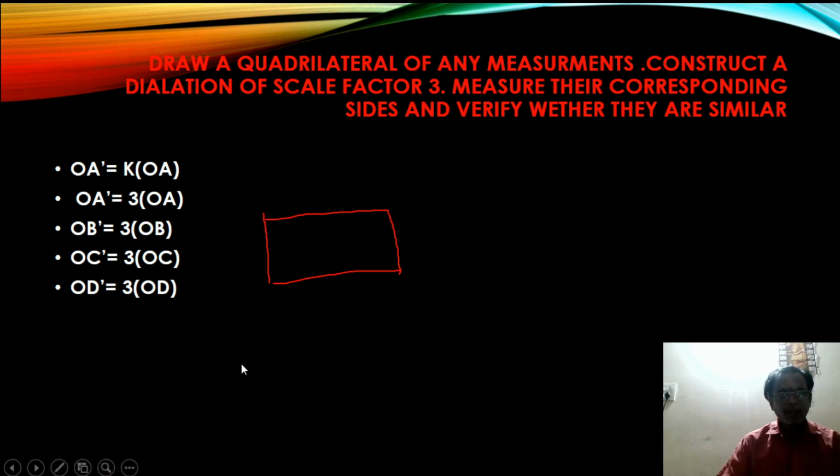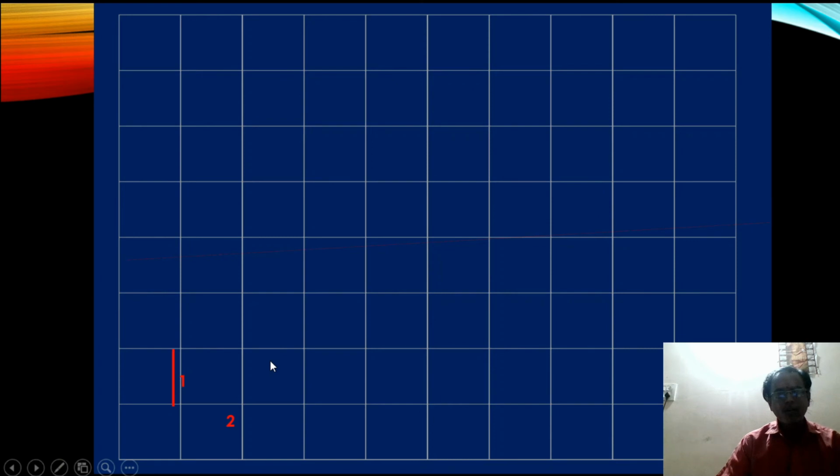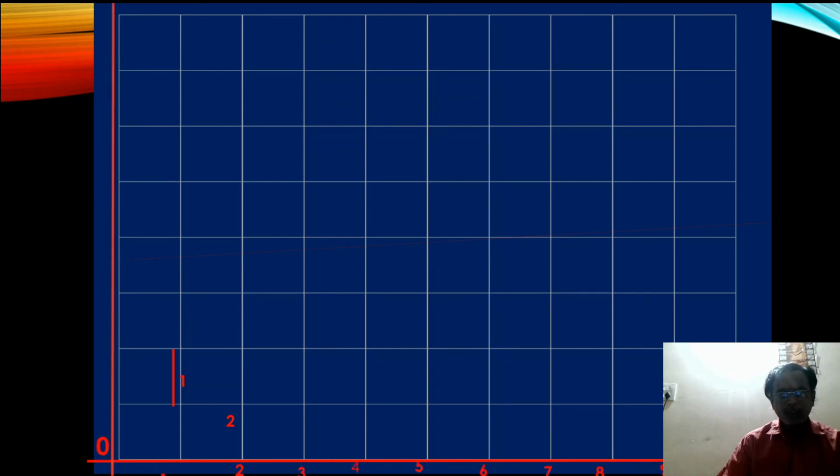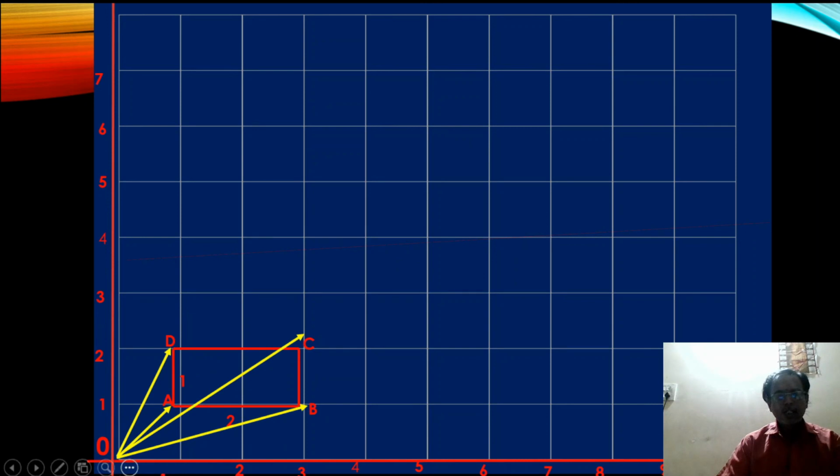Now let us see how the dilation is done. I am taking a graph here: x-axis, y-axis, origin O. Here I am taking 1, 2, 3, 4, 5, 6, 7, 8, 9 up to 9 horizontally, and 1, 2, 3, 4, 5, 6, 7 vertically up to 7. Now see this, children. First I take a rectangle with respect to the center O.